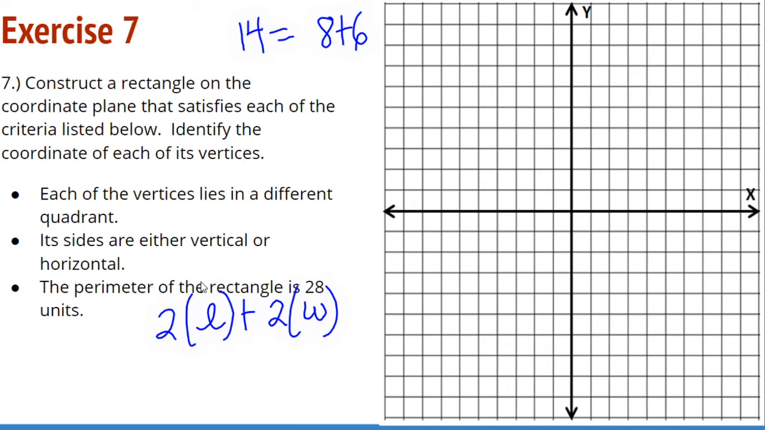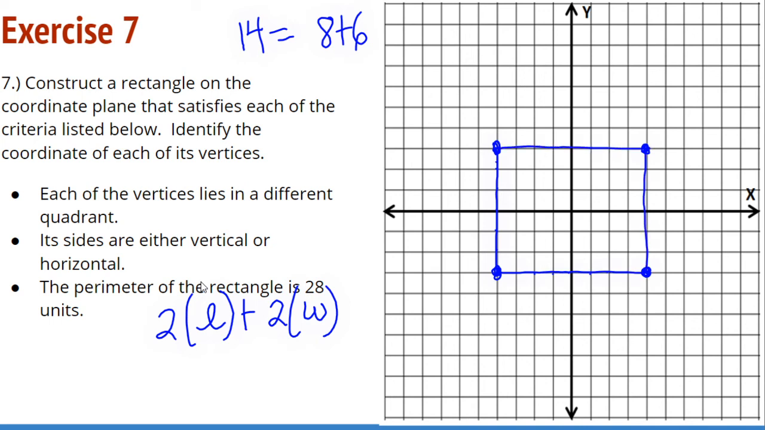All right, well, I can pick a point here, and I can go 1, 2, 3, 4, 5, 6. All right, there's a side that's 6. The other side needs to be 8. 1, 2, 3, 4, 5, 6, 7, 8. And then here we go. Let's see how I did here.